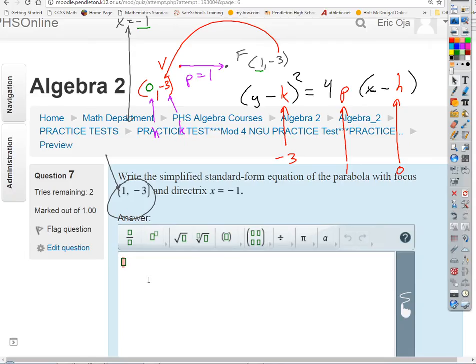Okay, quantity y minus -3 is +3, right? Equals what? 4 times 1 is 4, good. Times x minus 0 is just x. There you go, right? That's it. No squared in the parabola, right? Yeah.